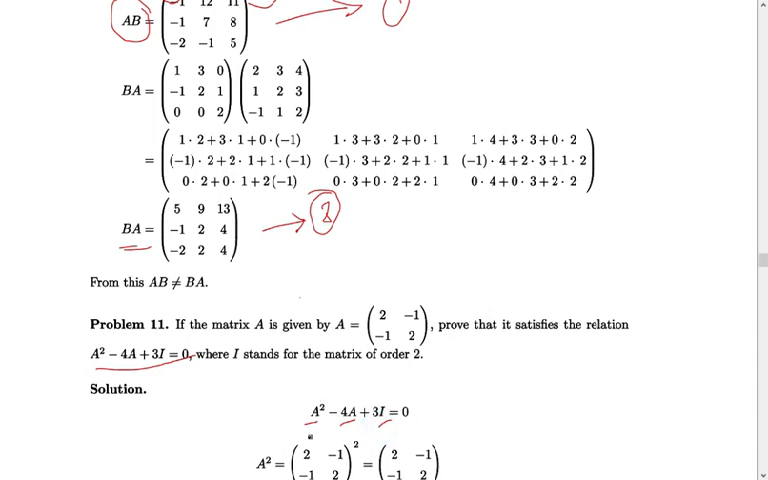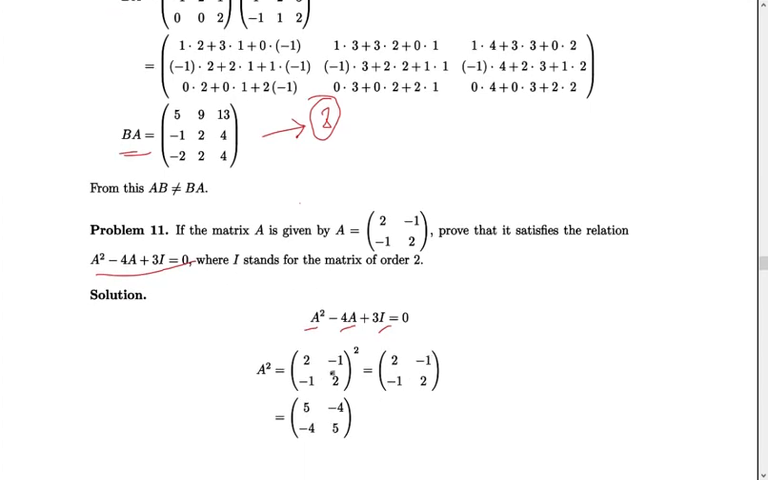First of all, A squared is equal to the matrix 2 minus 1, minus 1 2, whole squared. So we write the matrix twice and multiply these values by matrix multiplication. The first entry is 2.2 plus 1, that is 4 plus 1, which is 5.